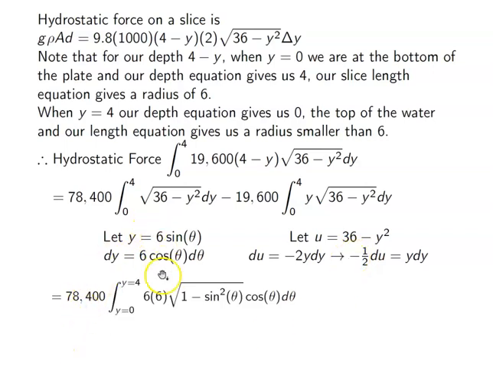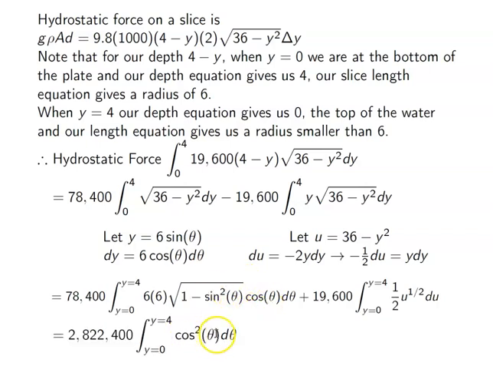So I'm plugging in all this stuff here. This is going to turn into a 6 that gets pulled out, and 1 minus sine squared theta on the inside, okay, for this y squared. Cosine theta and a 6 is on the outside. Here, I'm going to have negative 1/2 du, and this is just going to be u to the 1/2. Okay. Here, 1 minus sine squared is cosine squared under a square root, which is cosine times another cosine, so that's cosine squared.